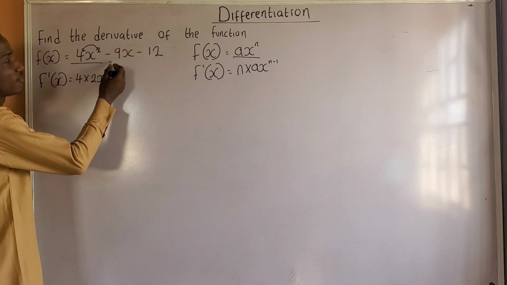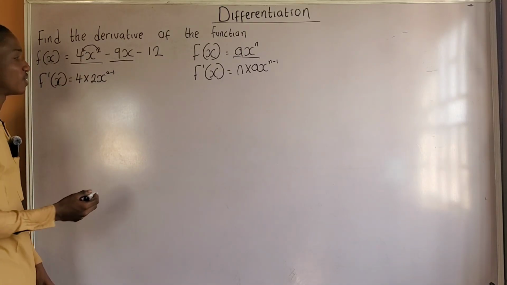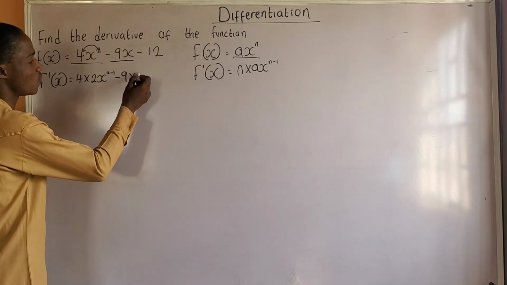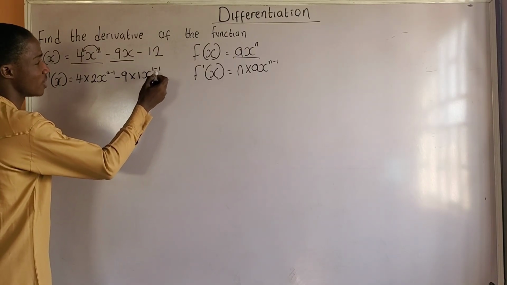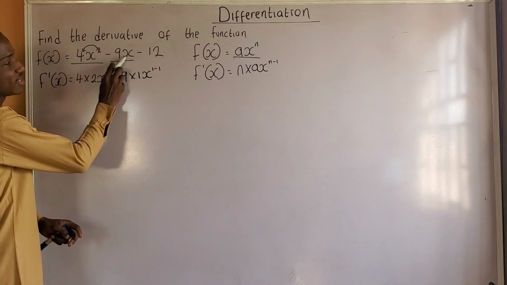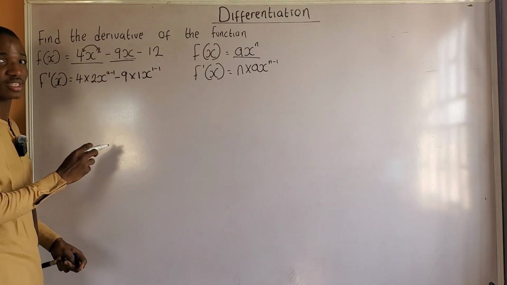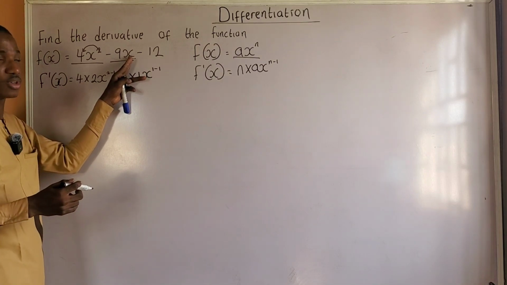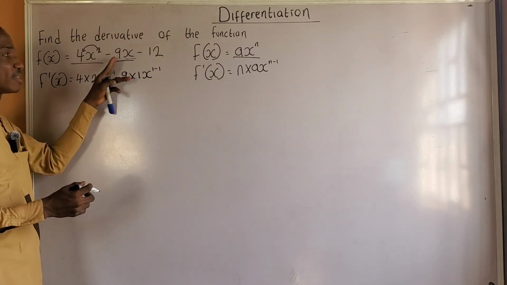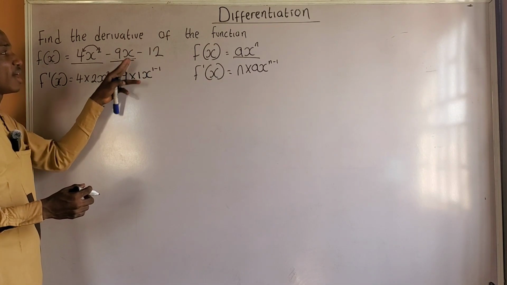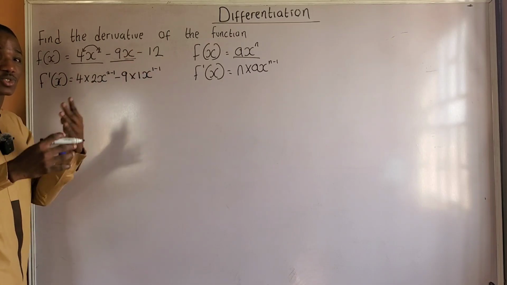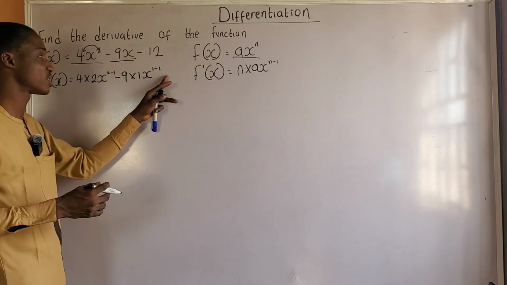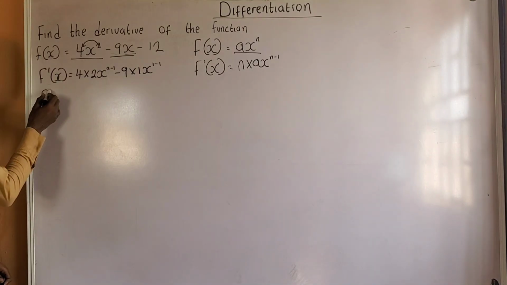Okay, now let us differentiate negative 9x. For this, I'm going to have minus 9 times 1x raised to the power of 1 minus 1. Do you understand? Because x here is raised to the power of 1. Are you getting it? Even though the 1 is invisible, the power to which x is raised is 1 here. So 1 multiplied by 9, that is what I have here. And the power will reduce by 1. You're going to subtract 1 from the power, okay? Now, negative 12 is a constant. And I told you if you differentiate a constant, you're going to have 0. So yeah, let us simplify.